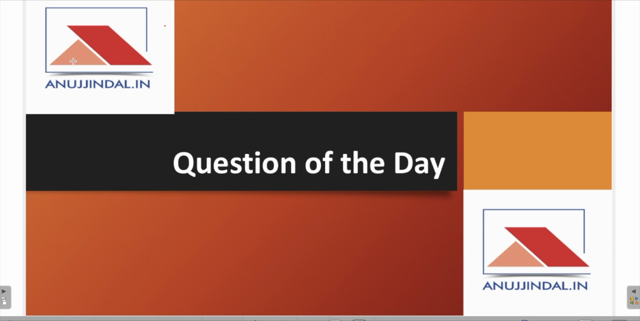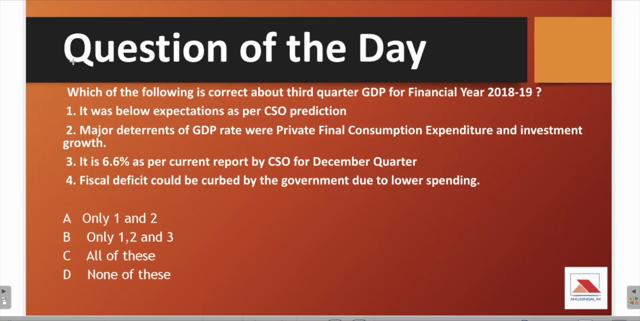First is question of the day. For today, the question of the day is, which of the following is correct about third quarter GDP for financial year 2018-19? Before I read out the options to you, I want you to know that recently the report was announced for the third quarter GDP. By third quarter, I mean the GDP from September to December. So we can call it the December quarter also.